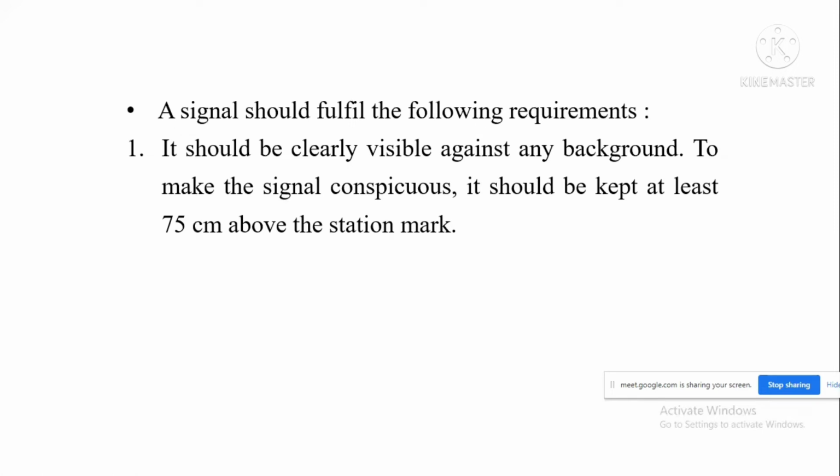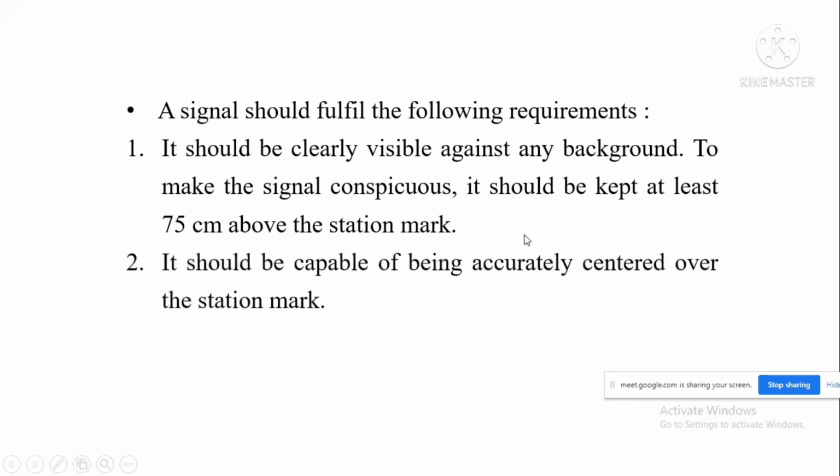So you might have seen, as I told, the corners of the roads. That signal type is another one. I was just giving an example of that. Correspondingly, it should be kept at 75 centimeters above the station mark so that there will be intervisibility. Then it should be capable of being accurately centered over the station mark.